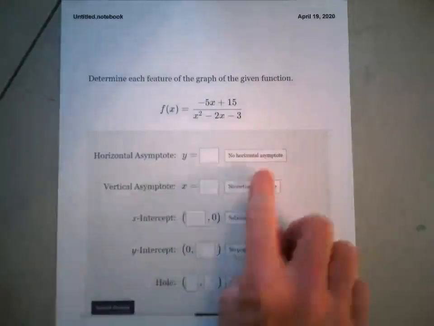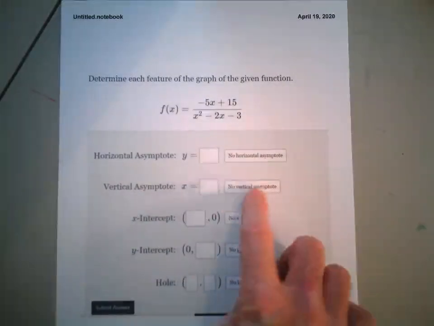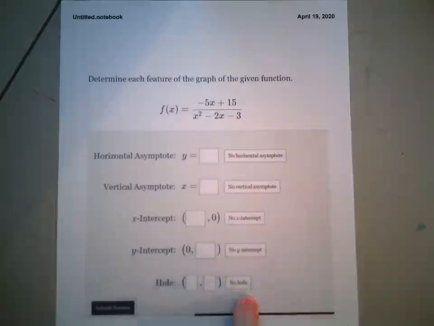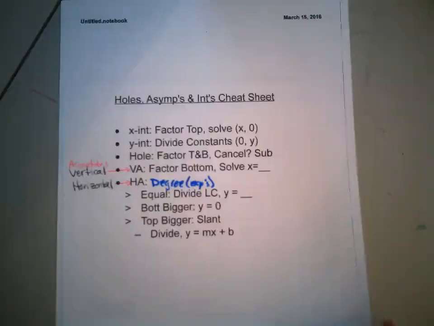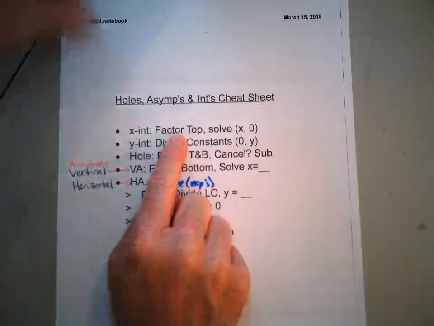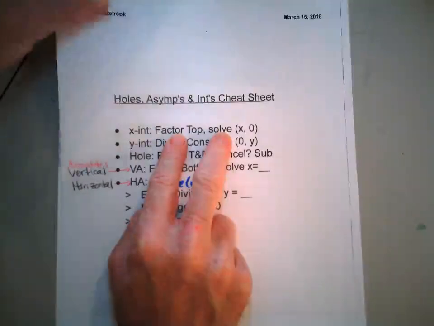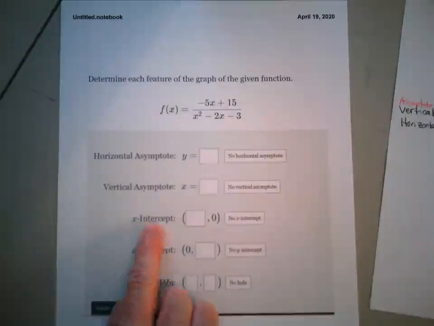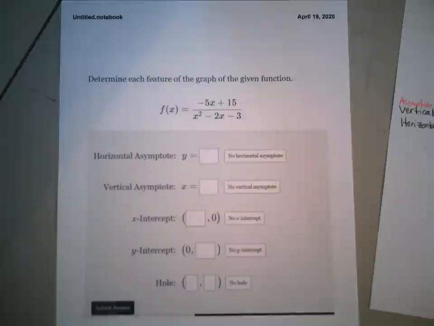Please notice you do have the "no" option: no horizontal, no vertical, no x-intercept, no holes. You do have those options, so in the event that we don't have something or something doesn't work out for us, we can click on that. First thing I'm going to find is the x-intercept. The first thing we're going to do is factor the top and solve that. It'll give us our x-intercepts. Please note that the first thing I'm finding is actually in the middle of the answer. So the x-intercept: I'm going to factor the top.